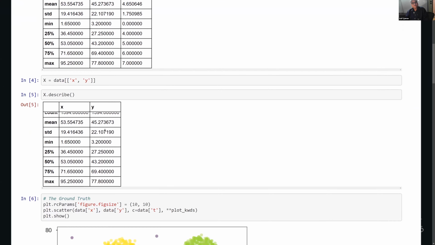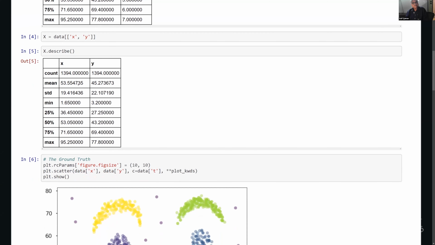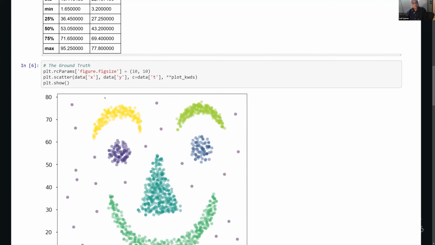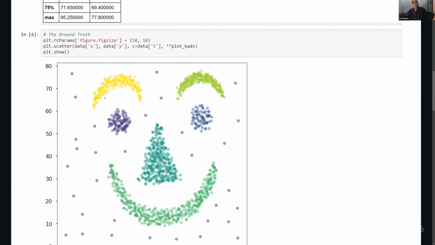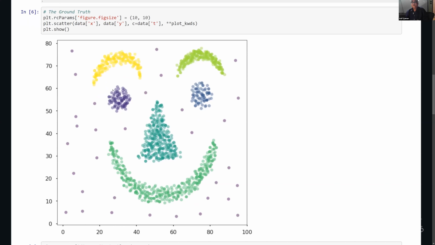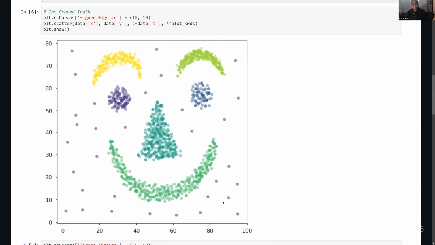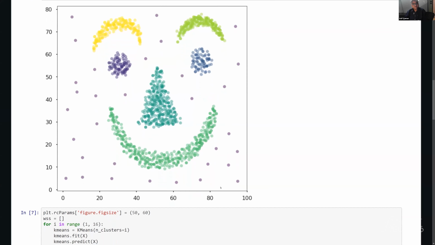So from this data set, you strip out X and Y, look at its description, and then plot it out. And what do you notice? It looks like a smiling face. So I created this data. Now, how many clusters do you see? 6 clusters. And we also have outlier points, isn't it? All these pock marks, pimples on the face. So we're going to see how well the algorithm does.